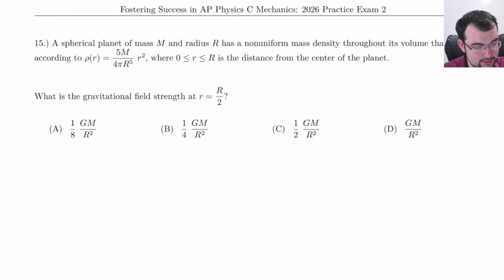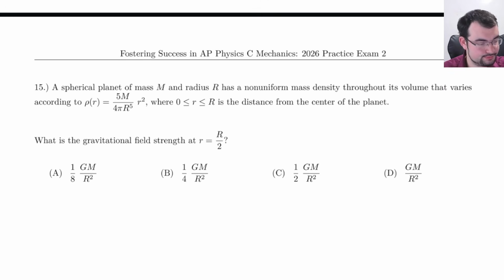All right, this is a real tricky one. We got our shell theorem, which is always a challenge. A spherical planet of mass m, radius R, has a non-uniform mass density, which is given by this ugly-looking function. We want the field strength at r equals big R over 2. So we're going to be finding the field strength from a planet with this strange mass distribution.